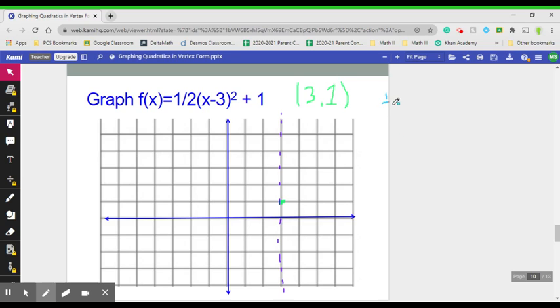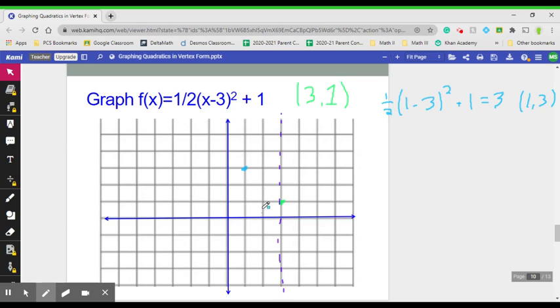So when you do x equals 1, we're going to do 1/2 times (1 minus 3) squared plus 1. So we have 1 minus 3 in parentheses. That equals -2. -2 squared is 4. 4 times 1/2 is 2. 2 plus 1 is equal to 3. And that means we're going to plot the point (1, 3). So (1, 3) would be right here.